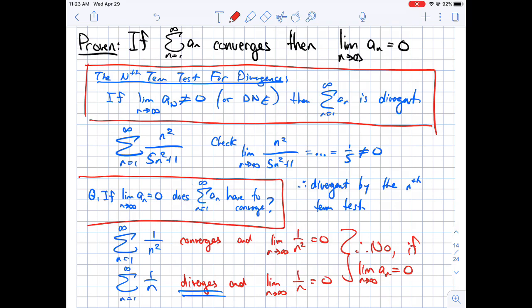In fact, if the limit is 0, and that's going to happen a lot, it also means that the test fails. The test is inconclusive. So if the limit is 0, then the test is inconclusive. In other words, you're going to have to go do something else, and very likely that means you're going to have to use a different test. So our test is inconclusive if that limit is 0.